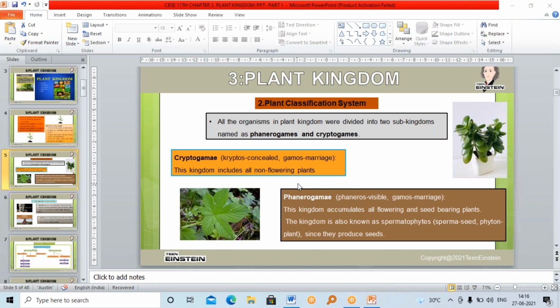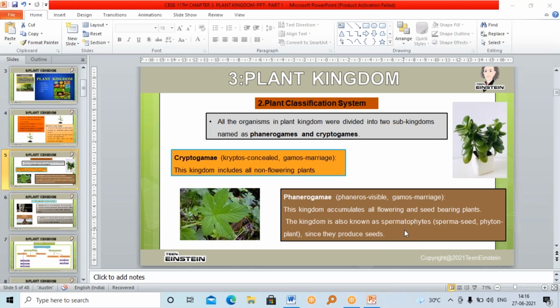And cryptogamy includes all non-flowering plants. All non-flowering plants are coming under the subkingdom cryptogamy. So what is the meaning? Cryptogamous means with hidden reproductive structures. And all non-flowering plants are coming under this cryptogamy.